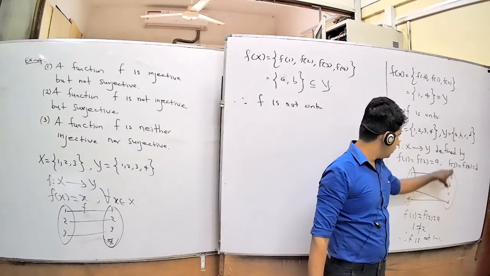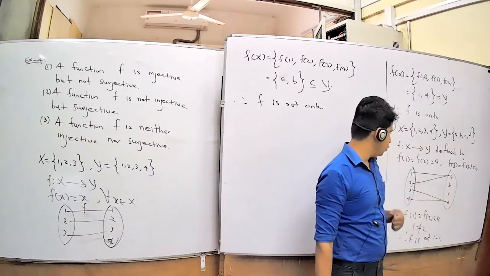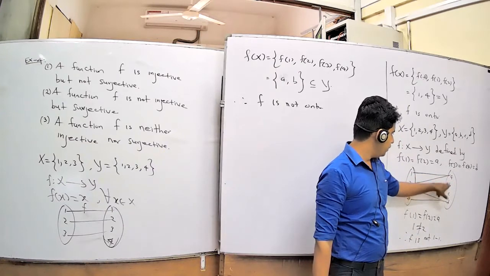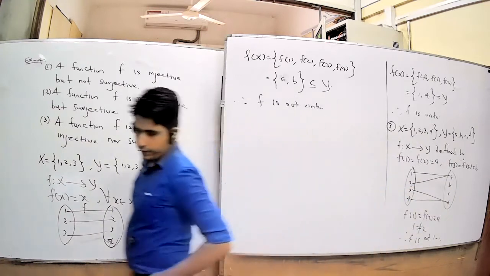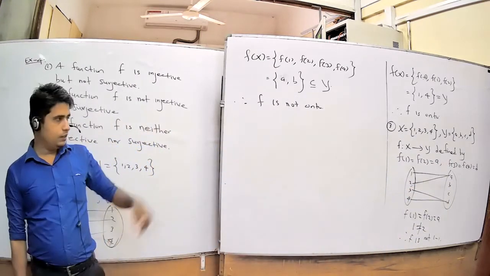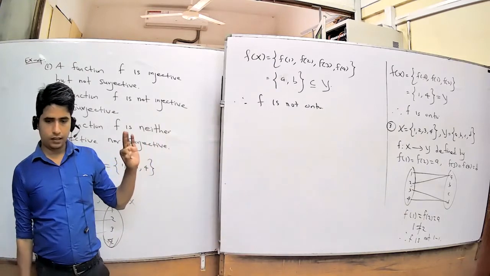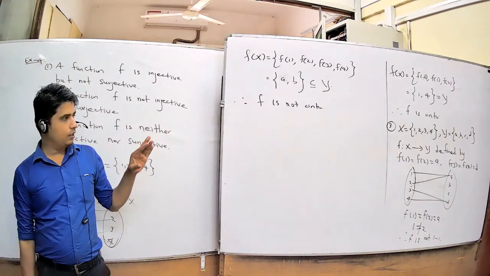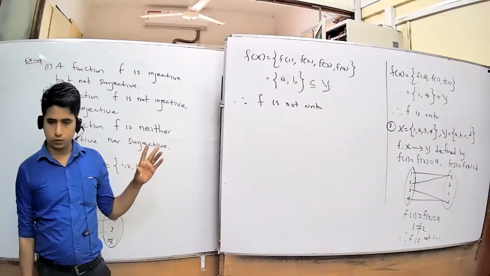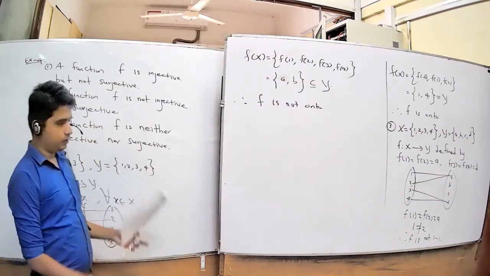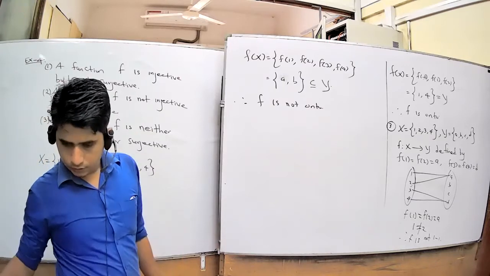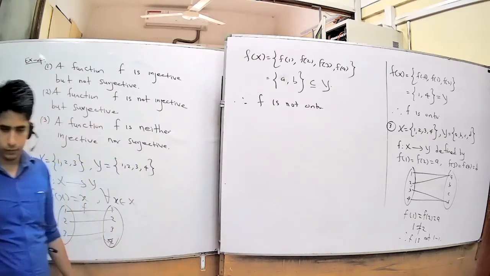If all elements have a pre-image, then you consider it an onto mapping. Here, there is no pre-image for C. Therefore, it is not an onto function. Okay. Therefore, in this case, the function is neither one-to-one nor onto.